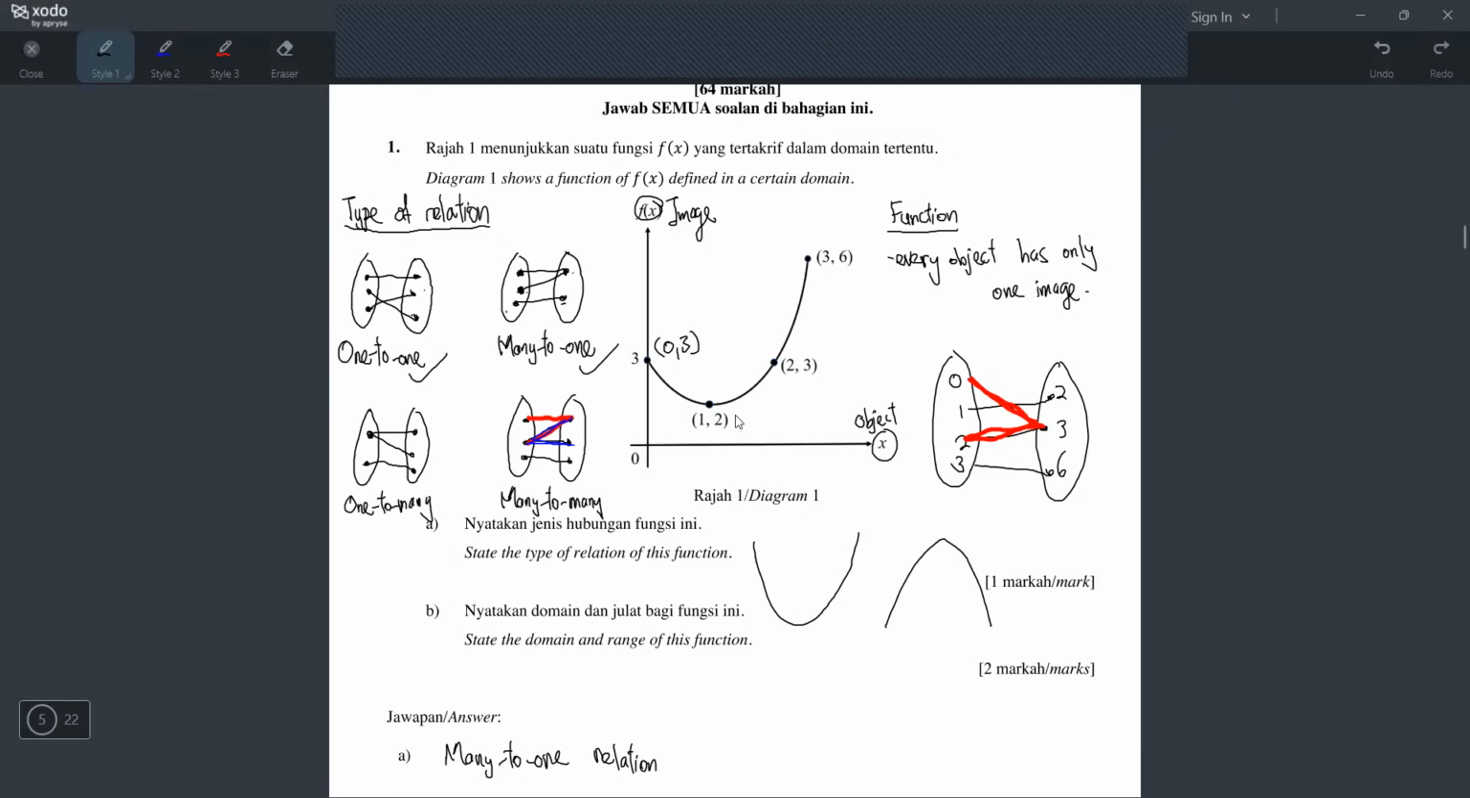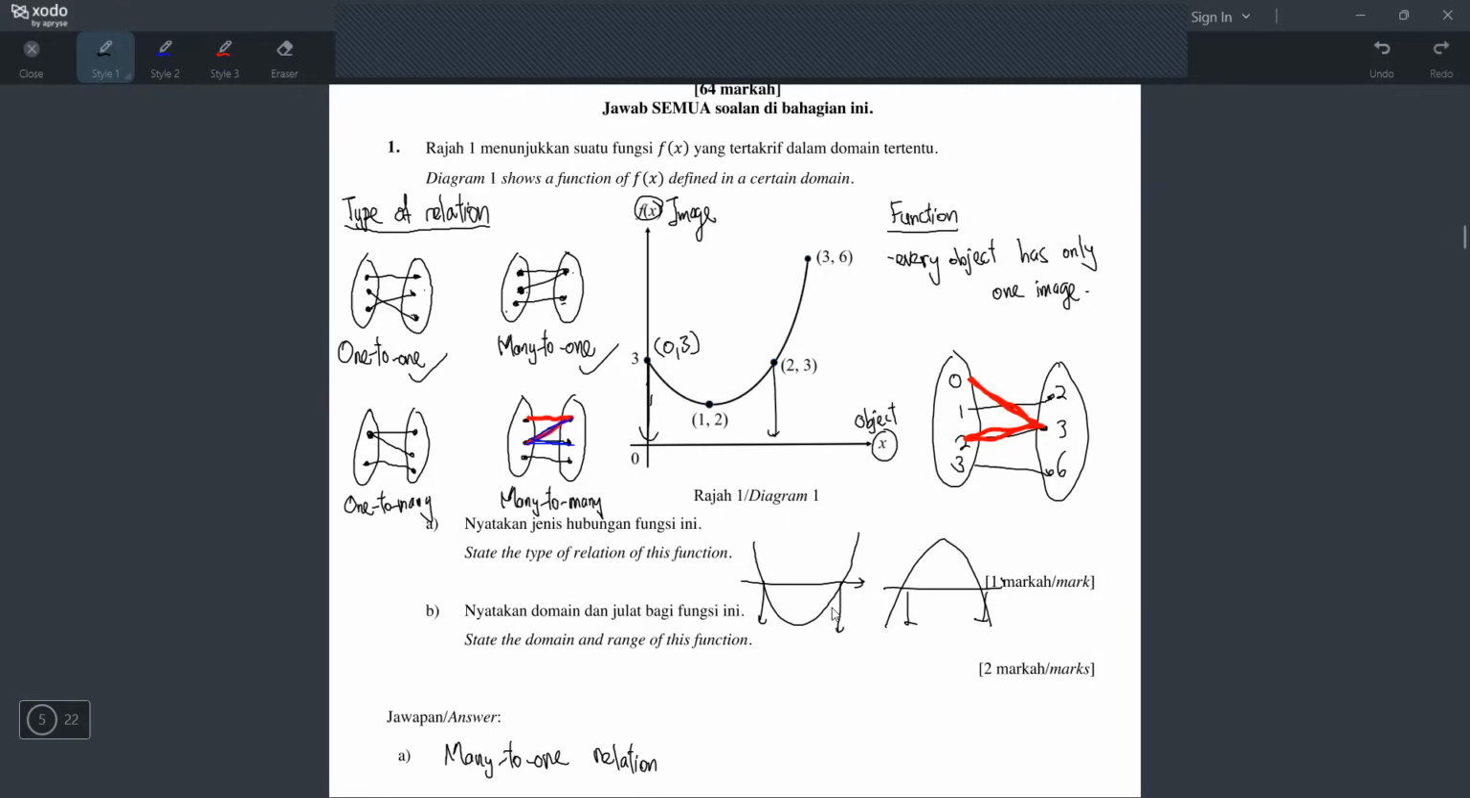You know why? Because for every y coordinate, there will be two different answers. Like let's say the y coordinate is 3, right? Then there will be two x answers, right? Of course, if the y coordinate is 2, there's only one answer. But if you draw any y line here, there will be two x answers.